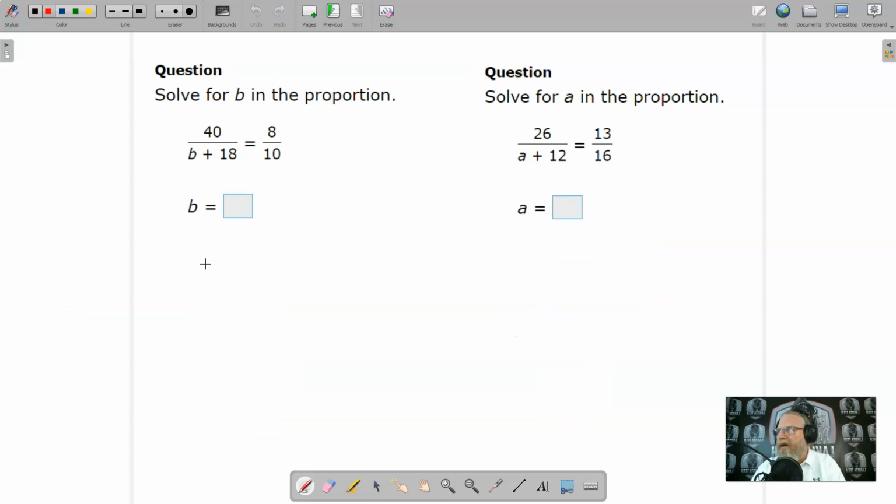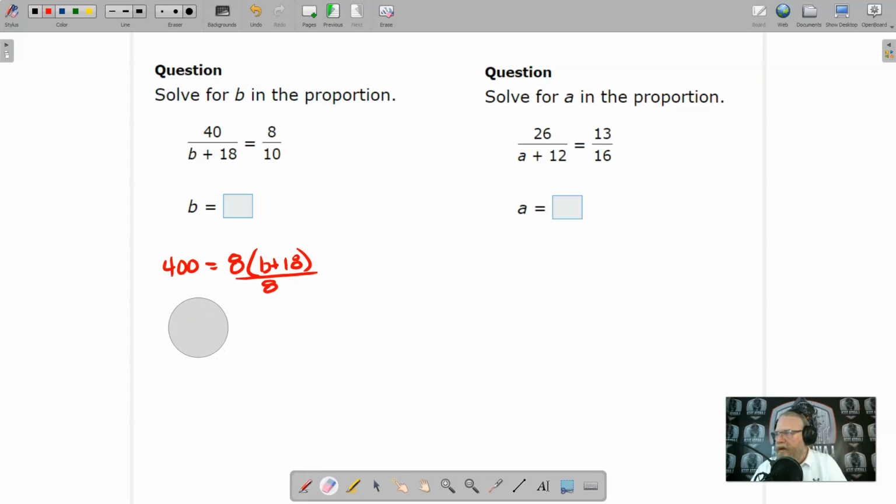Here's a couple more here. 40 times 10. Well, 40 times 10 is what? 4 times 1 is 4 and a couple zeros, so that's 400. Equals 8 times the quantity of B plus 18. Now, I think 400 is going to divide by 8. It definitely should. Yeah, I know it will. So 400, we're going to divide it by 8, and that's going to be 50. And silly me, I really didn't need a calculator for that.